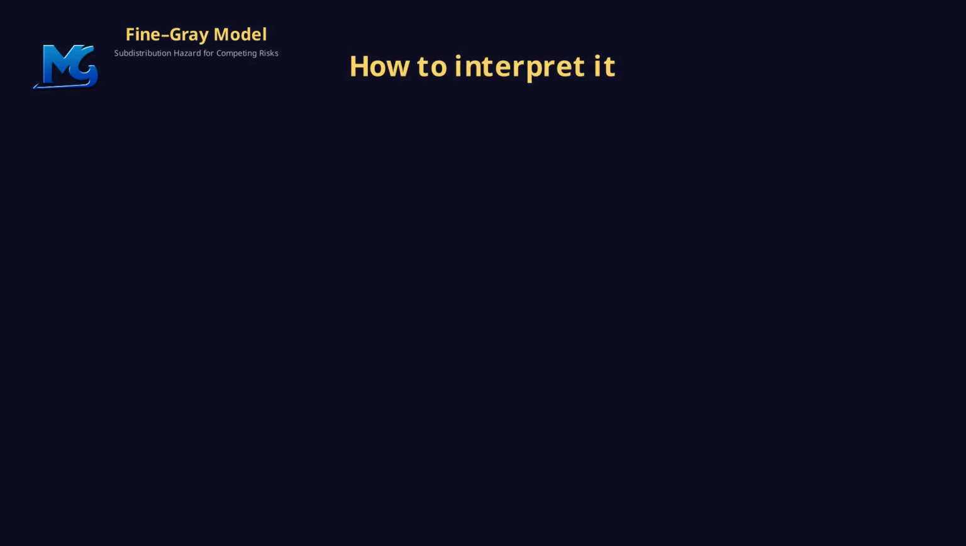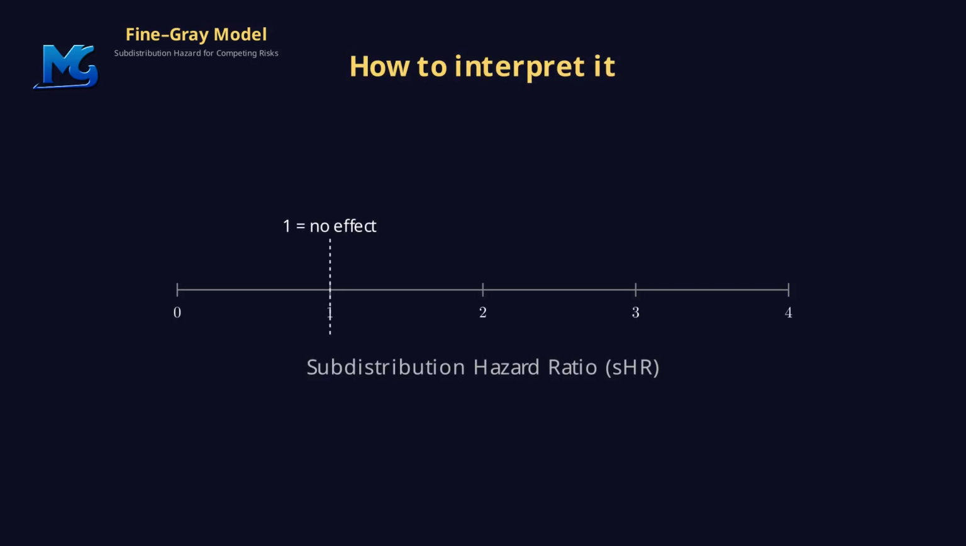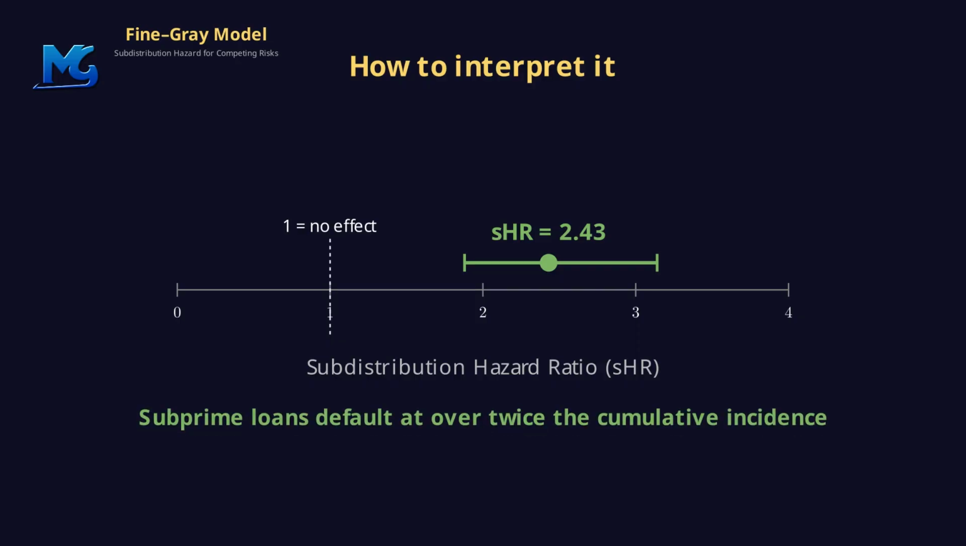How to interpret it? An SHR of 1 means the covariate has no effect on the cumulative incidence of default. Our estimate sits at 2.43, and the entire confidence interval stays above 1. So subprime borrowers reach more than twice the cumulative incidence of default, a clear, significant increase in absolute risk.